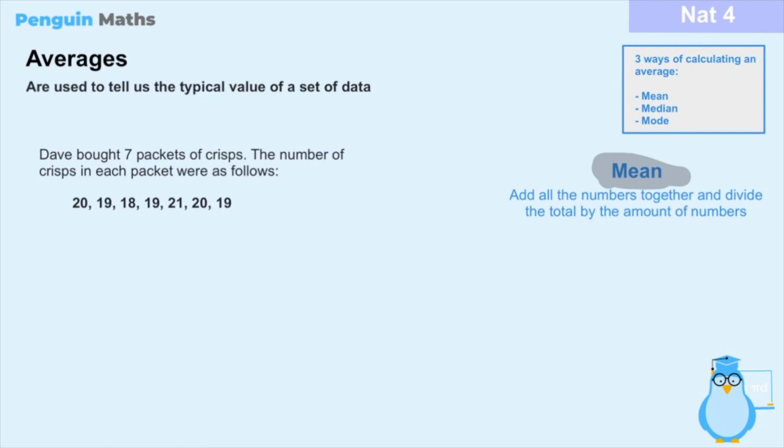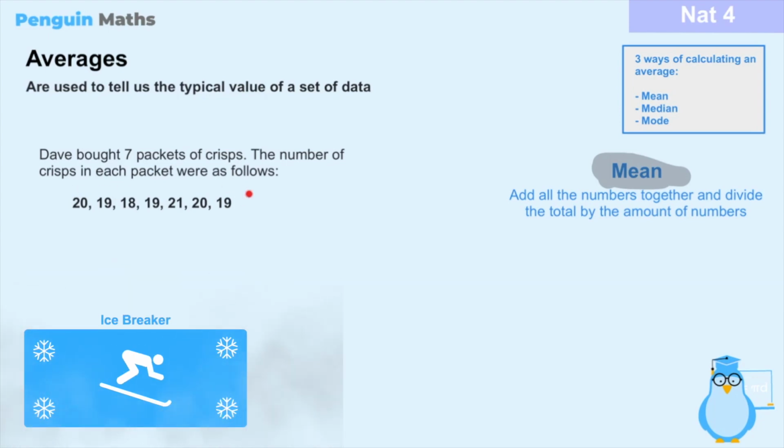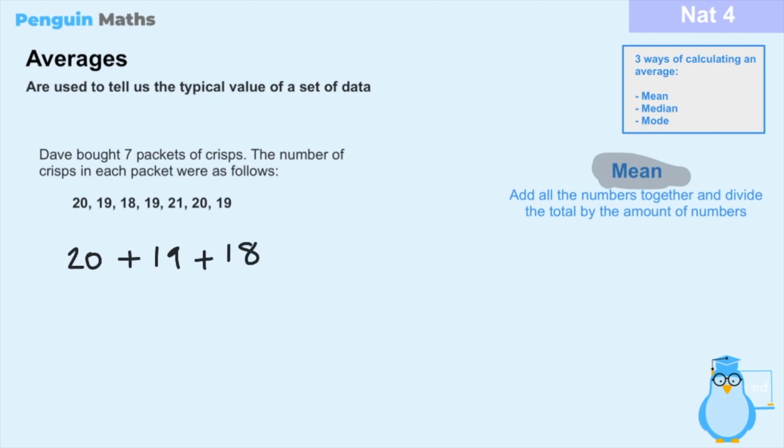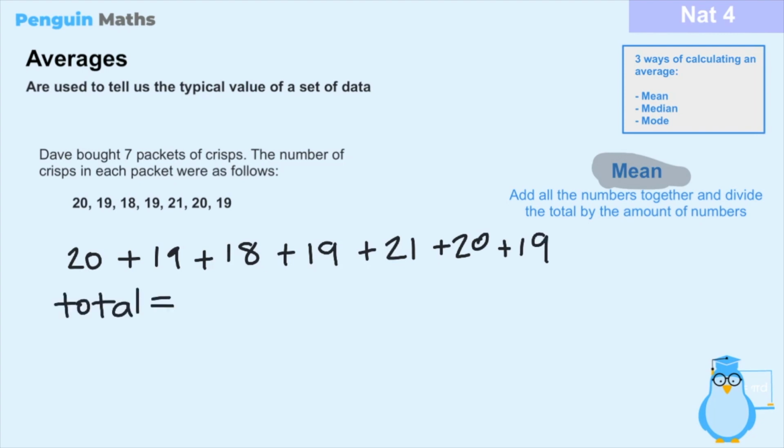Now the mean is probably the most common way of finding out an average, and the way that we calculate the mean of a set of data would be to add all of the numbers together, and then we divide this total by the amount of numbers there are. So let's do this as an example. So the first thing that we want to do is add all of these numbers together. So we would have 20 plus 19 plus 18 plus 19 plus 21 plus 20 and then a final 19. So if we add all these up and put it into a calculator, the total would be equal to 136.